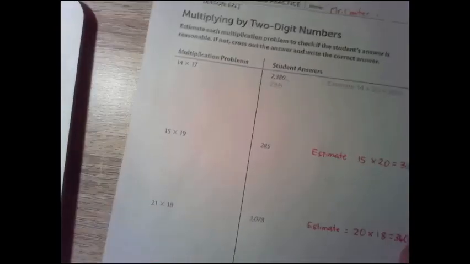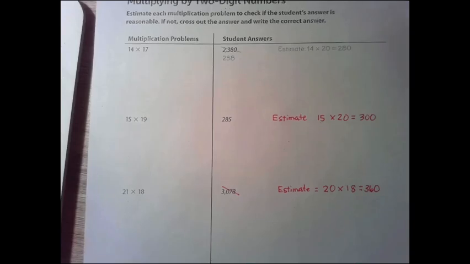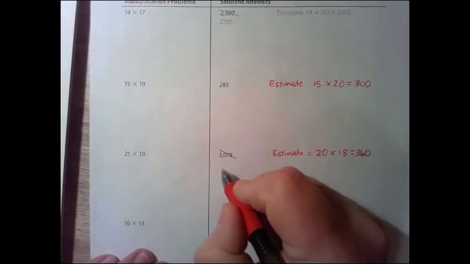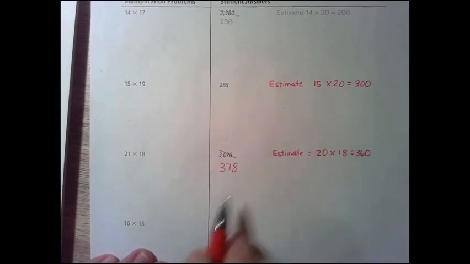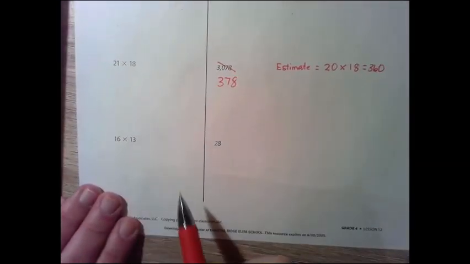So what it was asking you to do here is to go back, cross out the student answer, which was 3,078, and put in the actual answer, which was 378. And it looks like they added just a 0 here in the hundreds place. Maybe that's where their mistake was. Okay. Let's look at the next one.